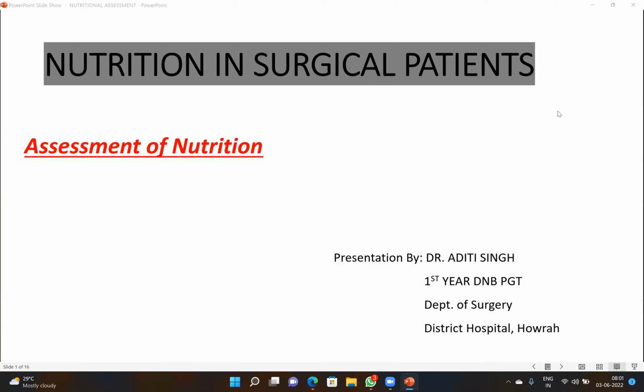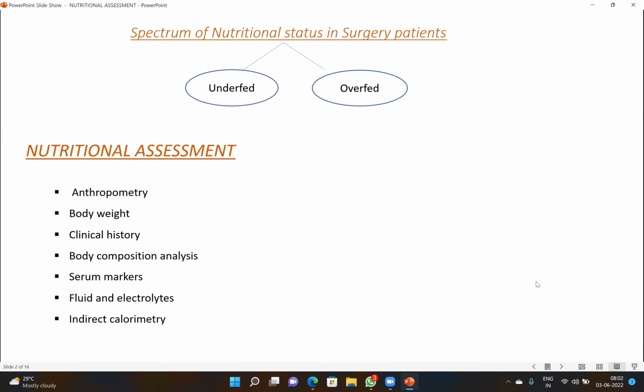Today's topic is nutrition in surgical patients. Assessment of nutrition. There is a spectrum of nutrition status in surgery patients. They could be underfed or overfed. For this, we assess nutritionally through anthropometry, body weight, clinical history, body composition analysis, serum markers, fluid and electrolytes, and indirect calorimetry.